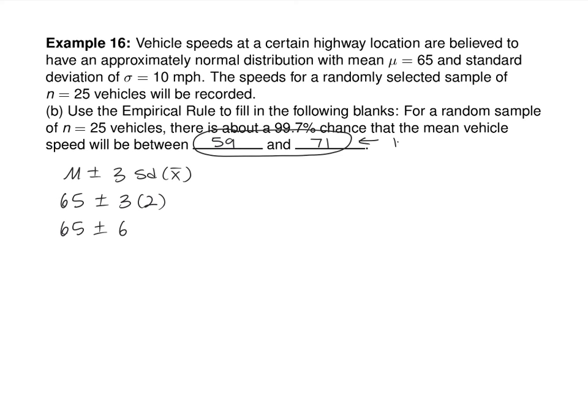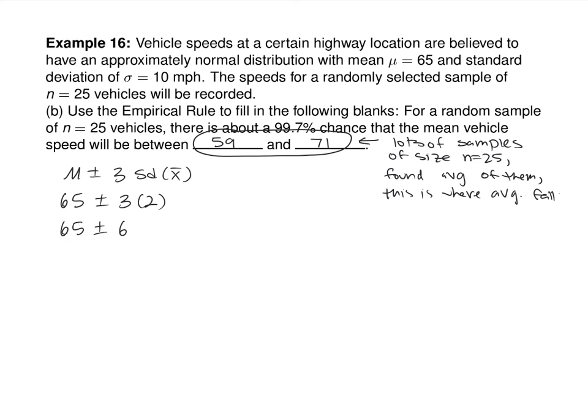So if you took lots of samples of size n equals 25 and then found the average of them, this is where the average falls. Really almost all of the time. It's not talking about individual speeds, it's talking about the average of a sample of a specific size.